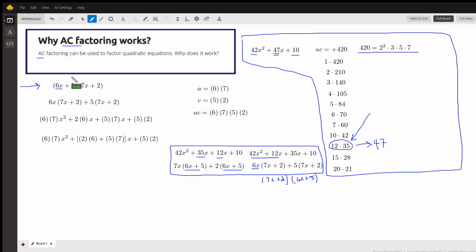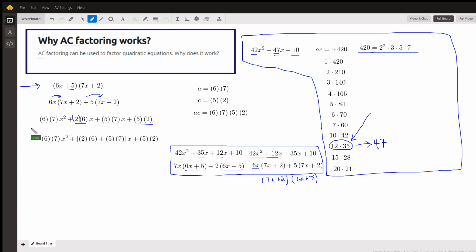if you picture 6x times the binomial, 6x times the quantity 7x plus 2, plus 5 times the binomial, 7x plus 2, and then distribute, we're really using FOIL. Okay, but I'm not going to actually multiply anything together because that's part of the explanation. 6x times 7x is 6 times 7 times x squared. 6x times 2, 2 times, I meant to put a parentheses around here, 2 times 6 times x, 5 plus 5 times 7 times x, plus 5 times 2.